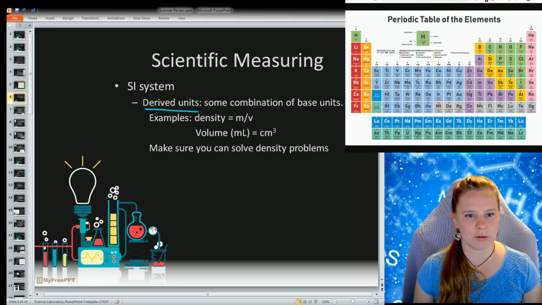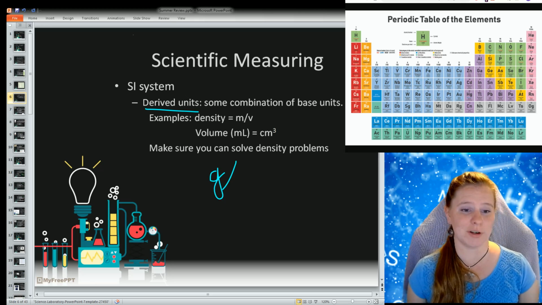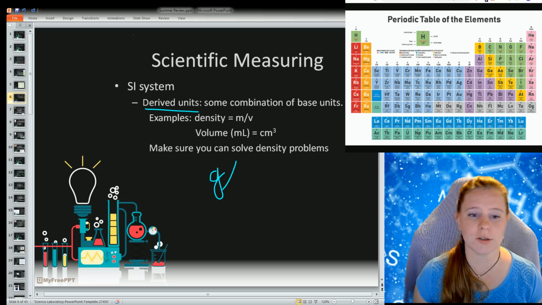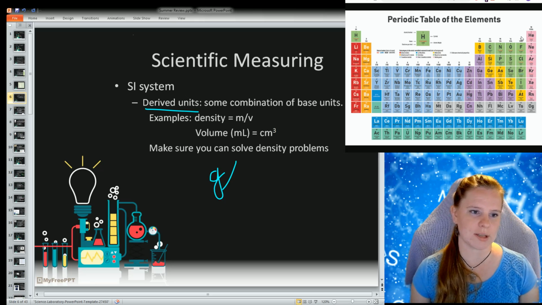So density, you take mass over volume, all right? The unit for mass, we'll just go with the gram or the kilogram, and then the unit for volume, actually volume is in and of itself a derived unit. Volume is going to be centimeters cubed, cubic centimeters. It could also be called milliliters. It's really the same thing.